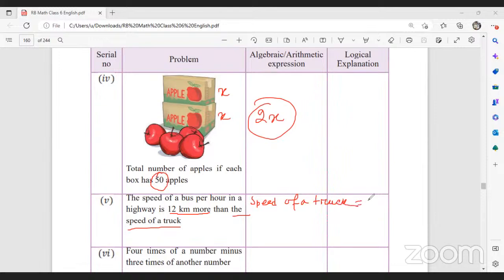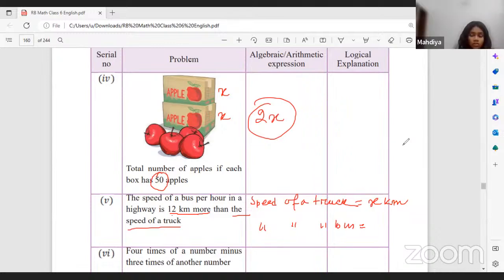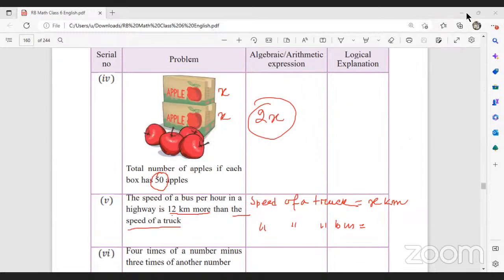যদি বলি যে x kilometer, what is the speed of a bus? Bus's speed কি হয়? Bus's speed কত হবে? If you have x kilometers for the truck, the bus speed is 12 kilometers more, right? 12 kilometers more means what? That means not 12x. 12x means 12 times x. But it is written here 12 kilometers more. More means you are going to increase it by 12.